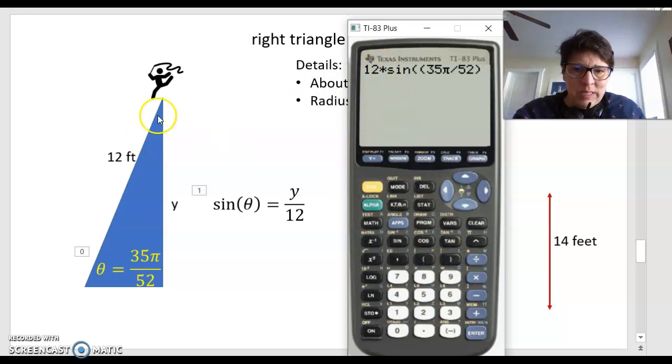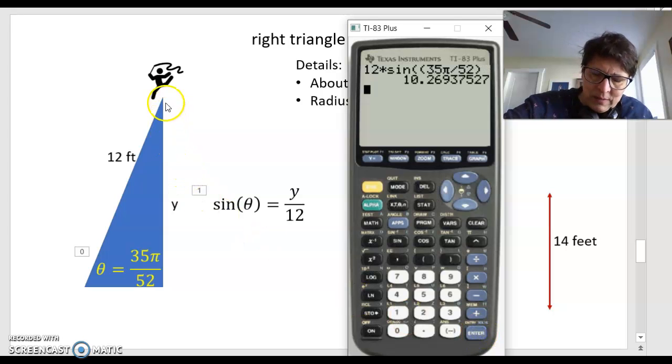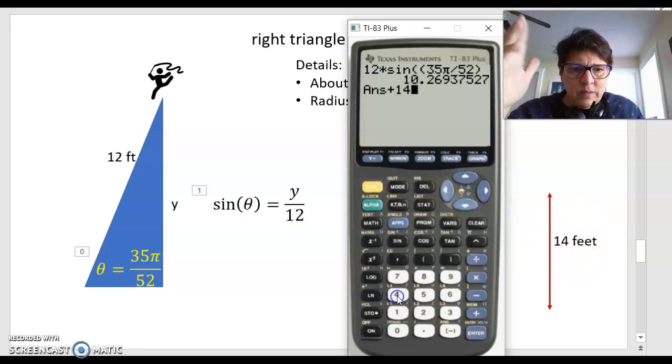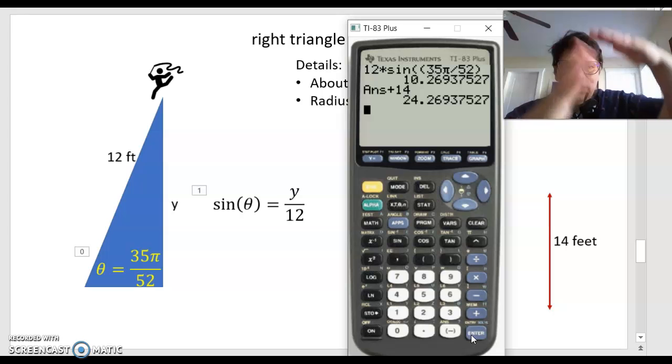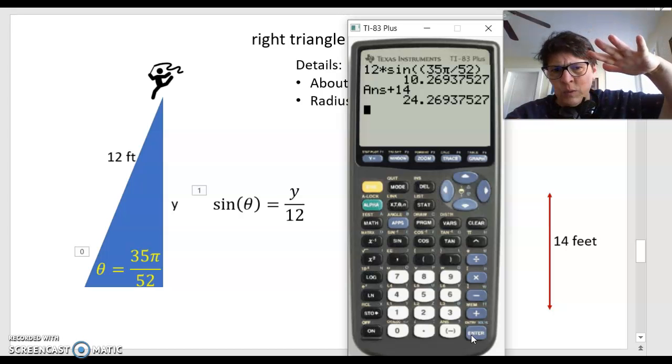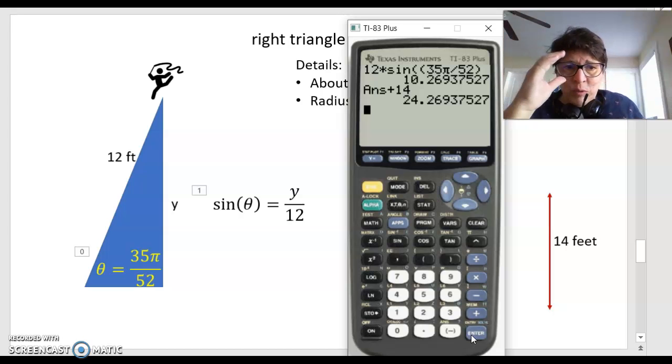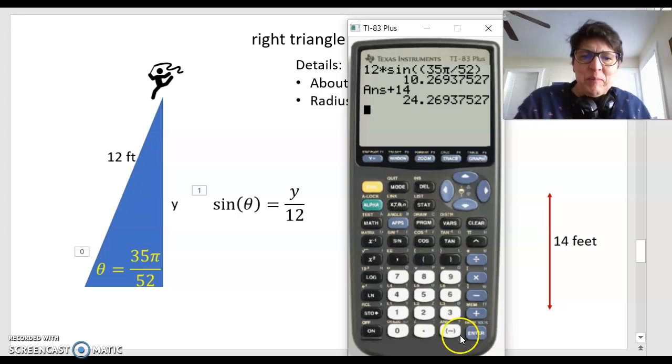Okay, so this will give us the distance she fell in that first part, and then we add on the 14 feet she fell from the halfway point. So altogether it looks like she fell about 24.3 feet. So yes, it's survivable. Man, are you going to be shaken up.